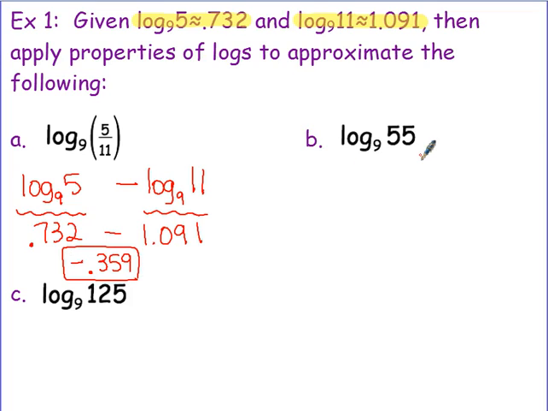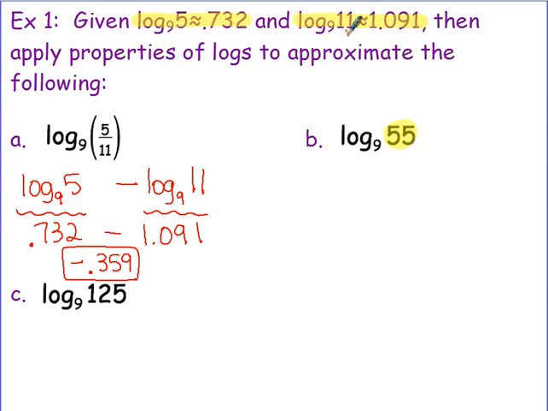Does this look like any of our properties? Well, we don't see multiplication, we don't see division, and we don't see an exponent. So no, we don't. The problem is we've got to fix it. So here's the question you need to ask yourself. The number 55. Can I use 5 and 11 to somehow get 55? And the answer is yes. If you take 5 times 11, you get 55.